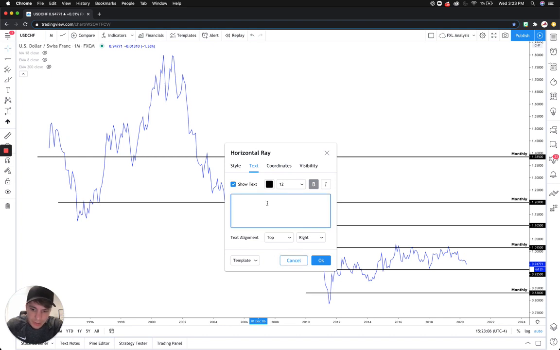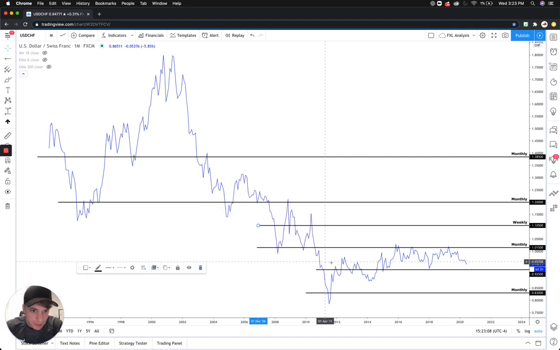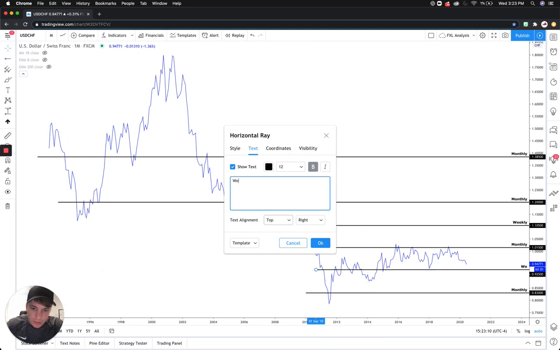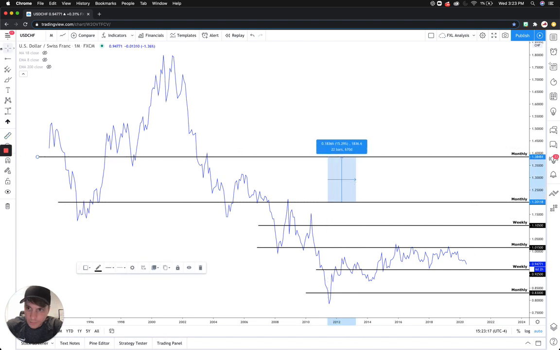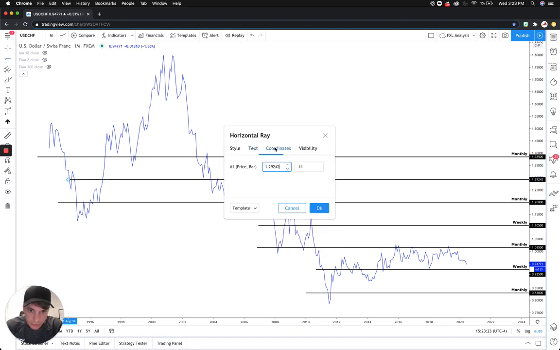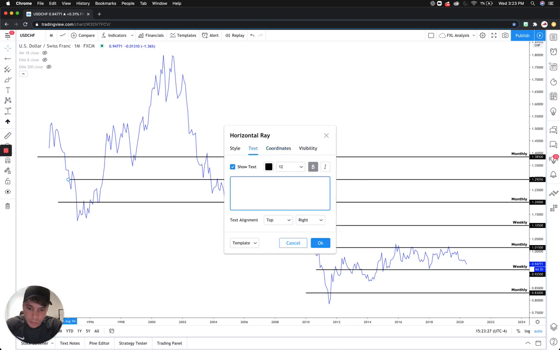I actually didn't label that first one. Let's go back and do that. That level looks good. This level looks good. And then let's split this last one. And let's just put it back here so we can get the best idea of where price action has reacted. Okay, so this is looking like 1.2925 at the weekly.